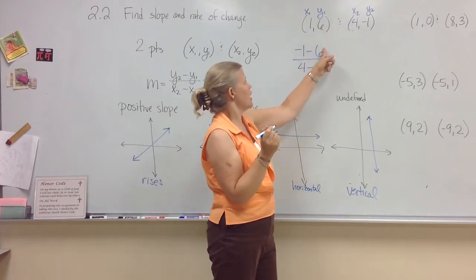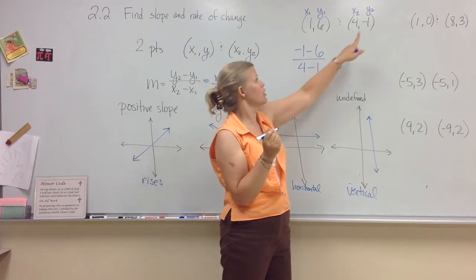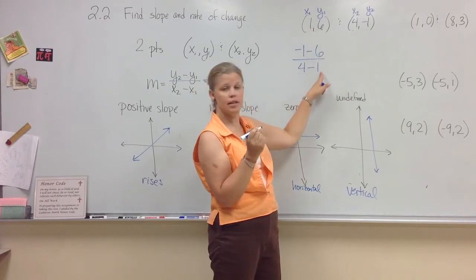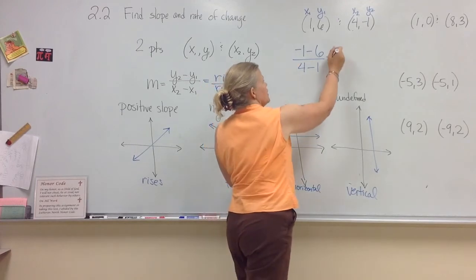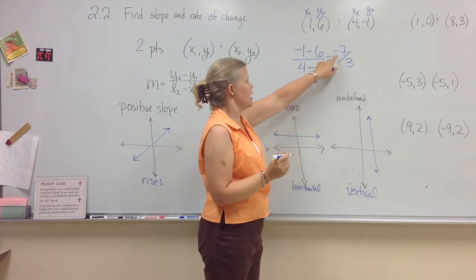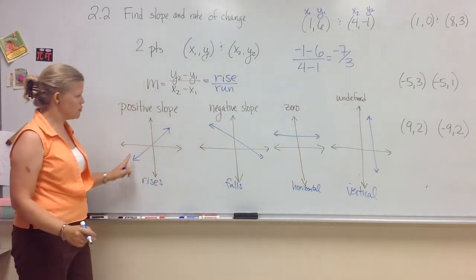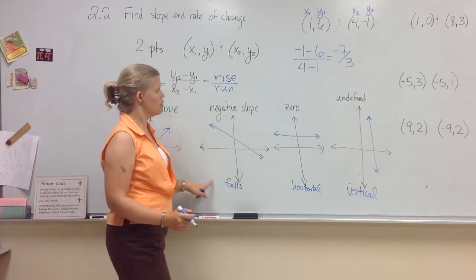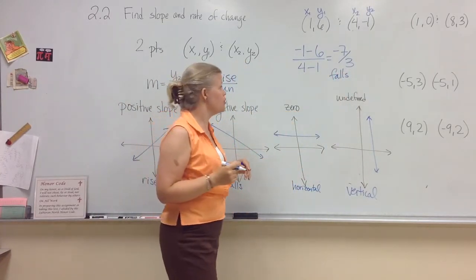Notice the y's are up top, the x's are on the bottom, and you see -1 and 4 together, -1 and 4 are together. You see 6 and 1 together, 6 and 1 are together. Now, pretty easy math, -1 minus 6 is -7, 4 minus 1 is 3. So, -7 divided by 3, some funky negative number. So, which one of these does it look like? This one. It's a negative slope, so it falls. Okay? We're going to do a few more of these.